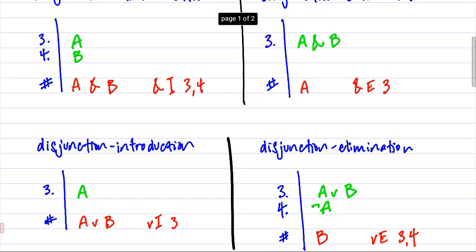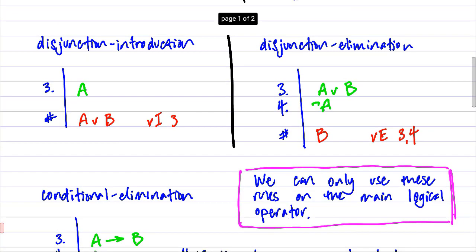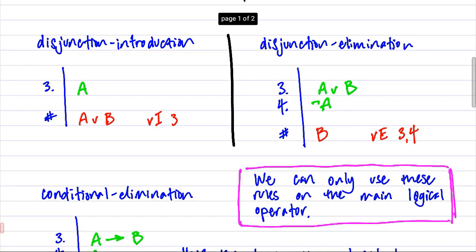So if you have A and B on separate lines, then you can, on a new line, put A and B. If you have A and B already on a line, then you can, on a new line, put A. Or you can also put B here. Okay, if you have A on a line, then you can, on a new line, put A wedge B, A or B, or it could be the other way around, B or A. Here, if you have both A or B and not A, then you can, on a new line, put B.